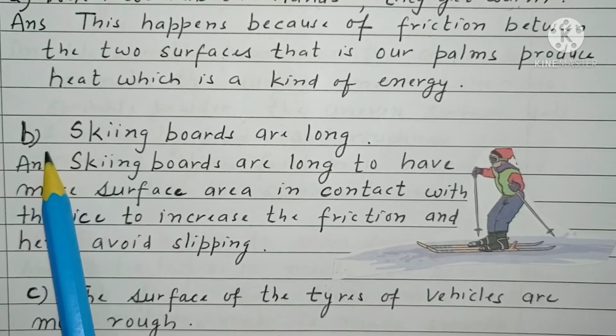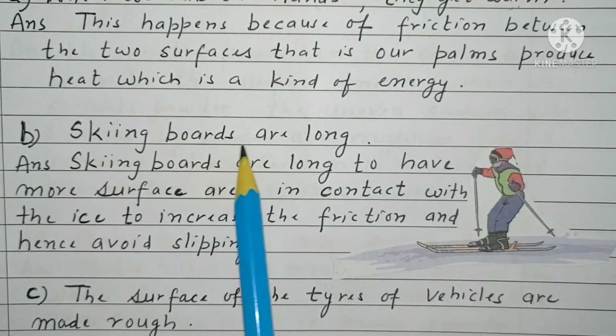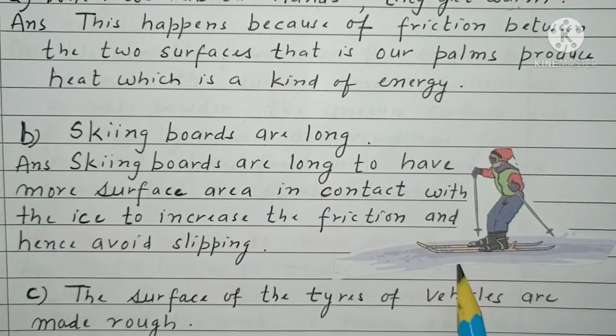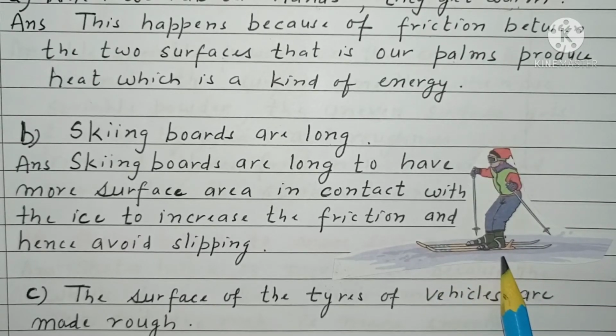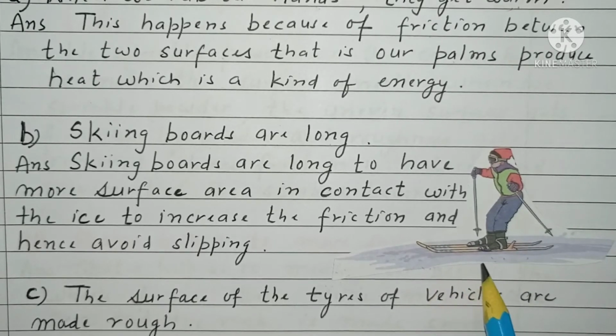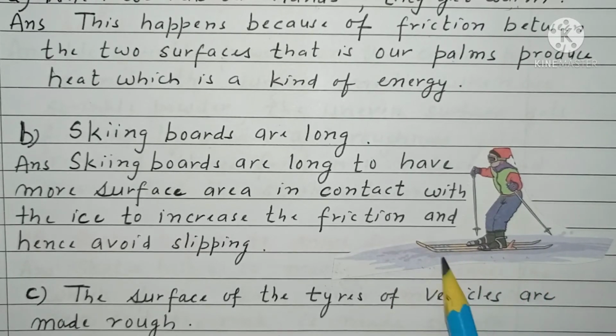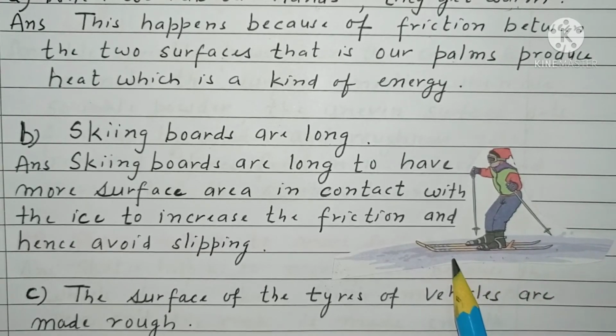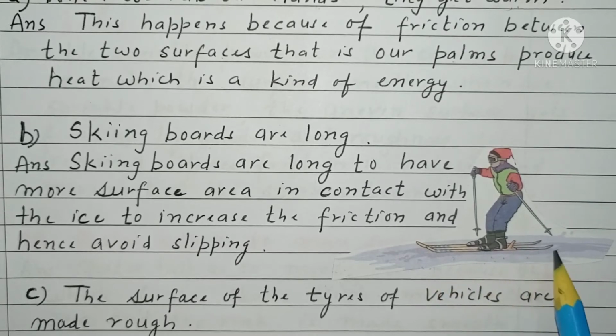Now we will discuss why skiing boards are long. You might have noticed, children, the skiing which is done on ice, snow. These skiing boards are long. Why are these long? These are long to have more surface area in contact with the ice. Why is this? This is to increase the friction and hence avoid slipping. So, the more the area of contact, the more will be the friction. So, to avoid slipping, the skiing boards are long.